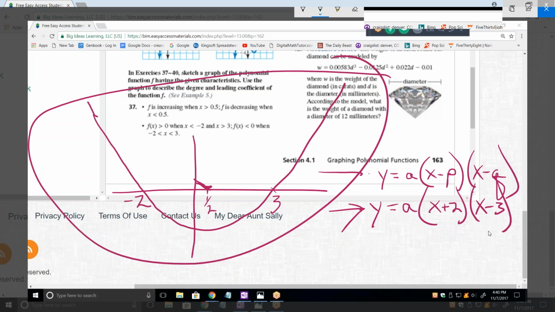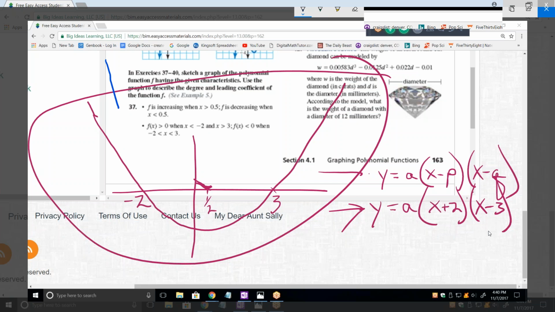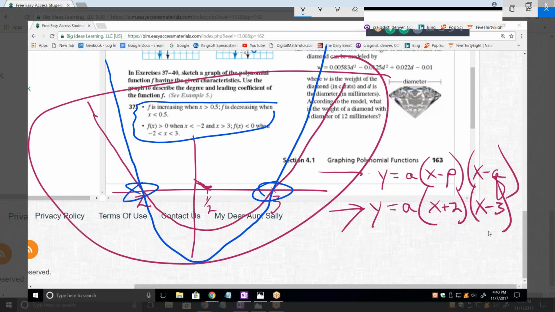Because it could look like this. In other words, all of these conditions are also met by this parabola. It has a different A, has the same x-intercepts, same decreasing intervals, same increasing intervals, same positive places, same negative places. So from this information that they gave us, I can draw either this or this. They both have different A's. Right. The only thing that's the same is the sign of the coefficient, and it's positive.